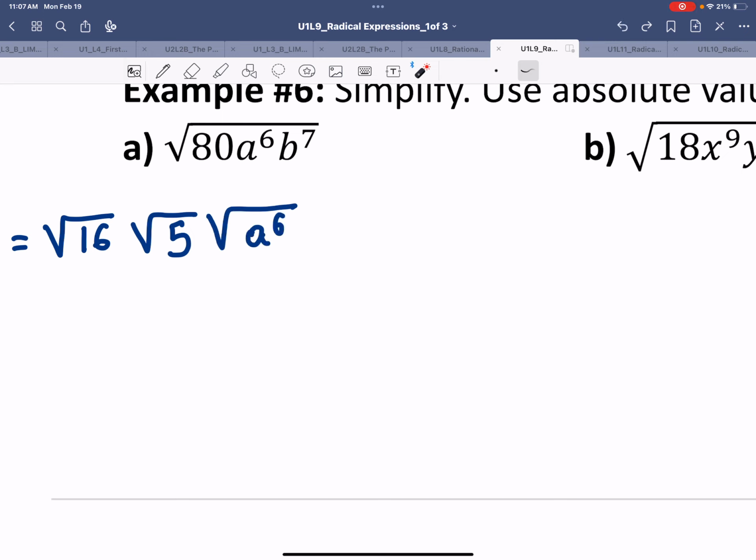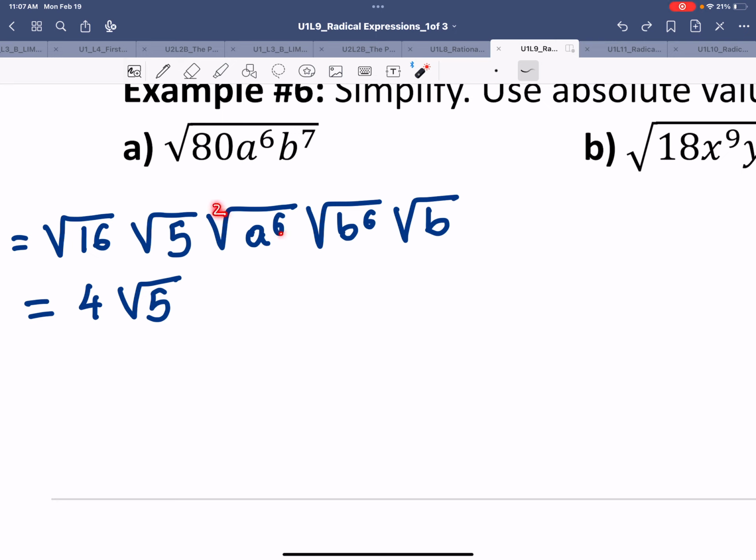A to the 6 stays a to the 6. The index is already even. But for b to the 7th, we're going to split it up into b to the 6 and b to the 1. And that is because we want to take out the factors, as many as possible. And the way we do that is by assigning an even power here. So power 6 and 1 is 7. Now, the square root of 16 simplifies to 4. So 4 times root 5.